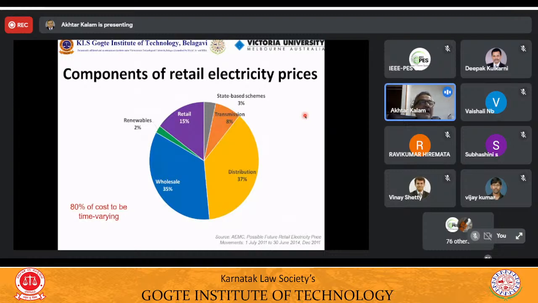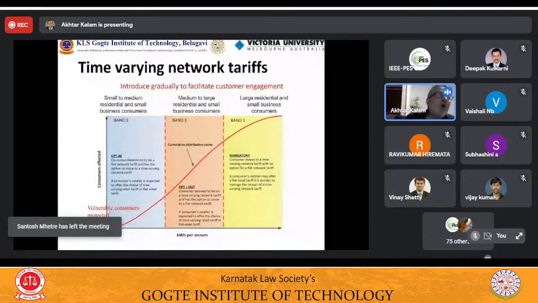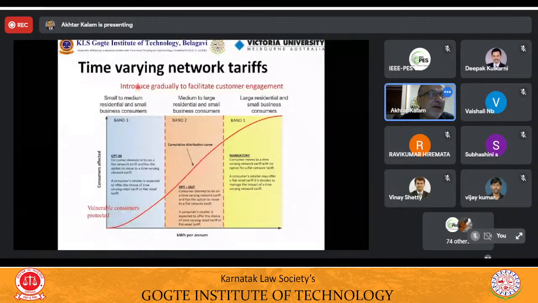It's no longer that time, because your EV is going to be charged in the night time. So they can't be giving it to you at especially discounted off-peak charges. So you will find that there will be a time-varying network tariff, that off-peak and on-peak will go away. And I'm starting with gradual, so that there is engagement with the customer.